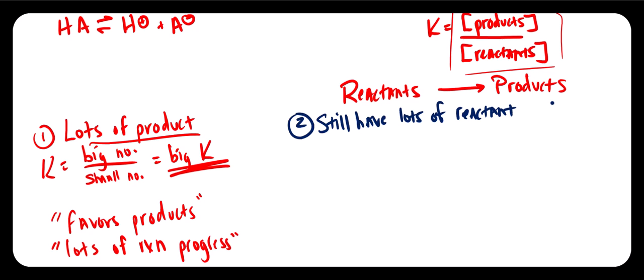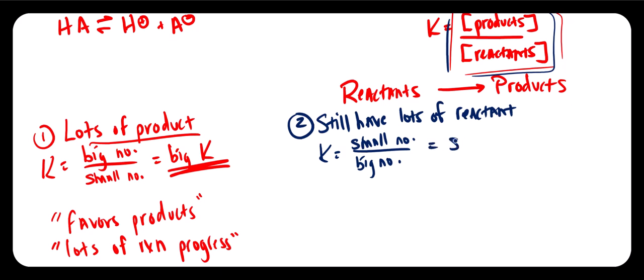In that case, when we plug into our K equation here, the concentration of the products is going to be small, a small number. The concentration of the reactants is going to be a big number. So if I divide a small number by a big number, I'm going to get a really small number. So I'm going to have a small K.